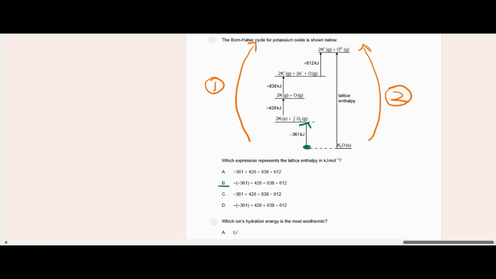So that leaves us with B or D. Everything in B and D is the same aside from the very end. This is plus 612 and this is minus 612. We're going with the arrow, we're going up, it's plus. So that will be B.